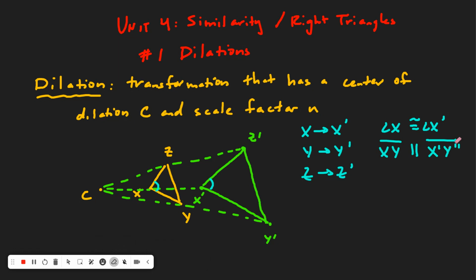So if you look at this picture here, and again, this is a big idea when it comes to dilations, XY and X prime Y prime will be parallel. They will not touch. These two ideas put together mean that your preimage and image are the same shape.